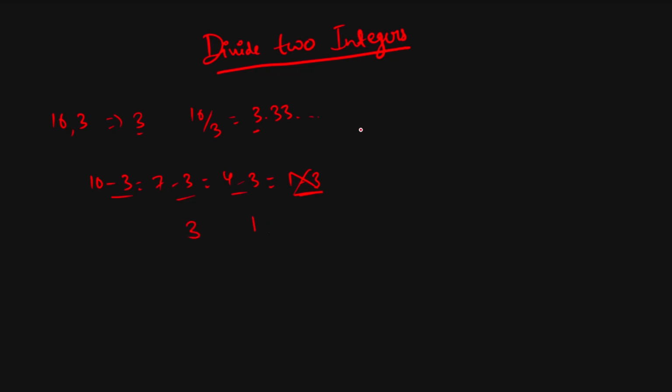And what is the formula? The formula we already know: dividend equals quotient into divisor plus remainder. So here we have our dividend and divisor, and we have to find this quotient. But without multiplication and division, how are we going to do it?